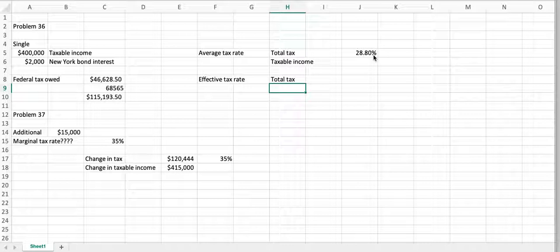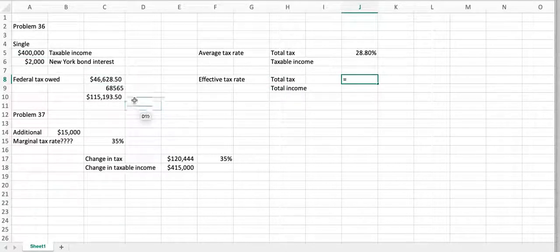divided by your total income. Now, I don't really like the way this particular question is worded because we don't know what gross income is, but we do know total tax, and we do know that total income includes that $2,000.